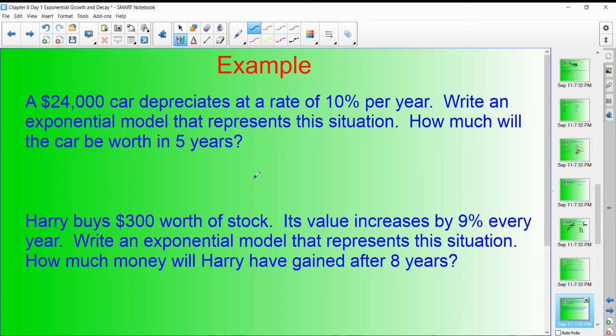So let's take a look at a few examples. A $24,000 car depreciates at a rate of 10% a year. Write the model and tell me how much the car is worth in 5 years. And then Harry is going to buy stock that increases by 9%. Write the model and figure out how much he has after 8 years.